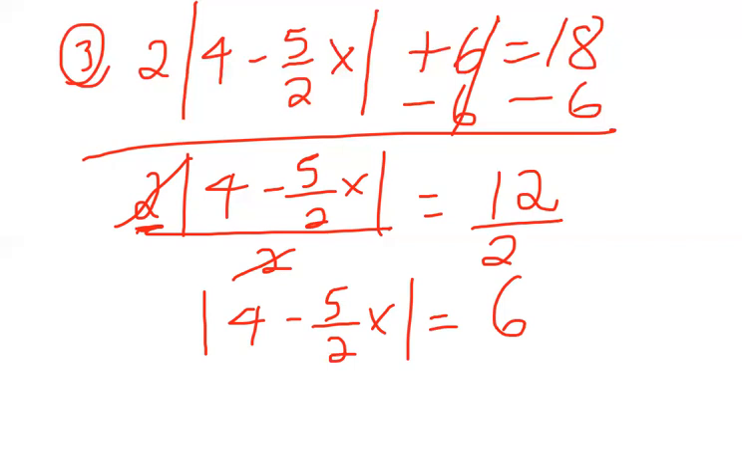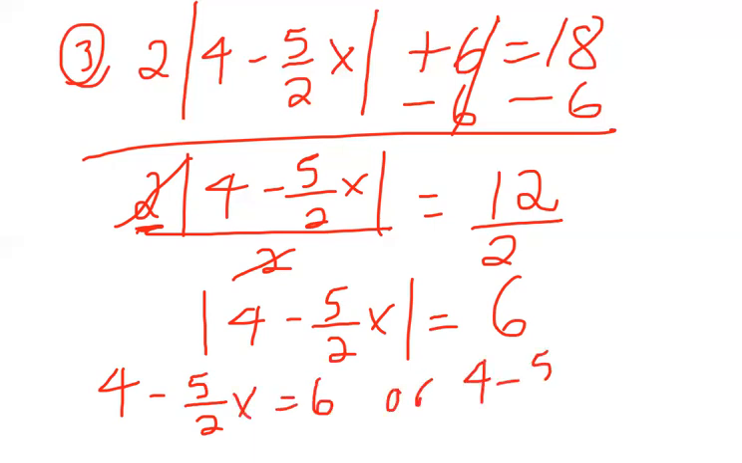Now, once you get here, you need to break this up into 2 equations. Once you isolate the absolute value, break it up, guys, into 2 equations. 4 minus 5 over 2x equals 6, or 4 minus 5 over 2x is equal to negative 6. All right, everybody. So now you've got to go about solving these 2 equations to find the solution to the absolute value equation. Ask me questions, guys, anything.